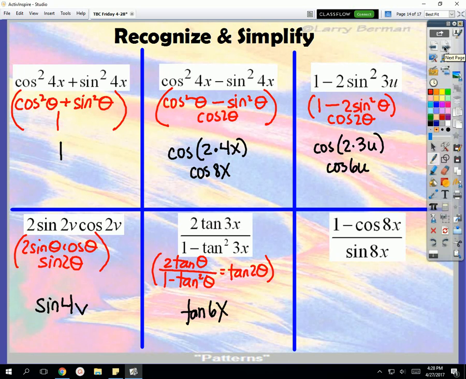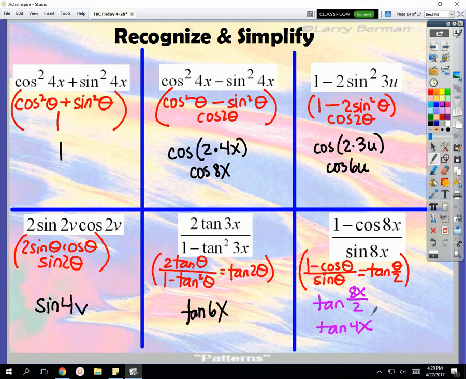Now, let's look at the 1 minus cosine 8x over sine 8x. Do you recognize this as 1 minus cosine theta over sine theta? Oh, and we know that that is the formula for tangent theta over 2. Okay? That's what I'm thinking about. So now I'm going to apply the formula to the actual problem that I'm giving you. So I know that's going to be tangent of theta over 2. My theta is 8x over 2. So this one simplifies to tangent 4x. See, that's not bad. The half angle formulas aren't bad in a case like this.